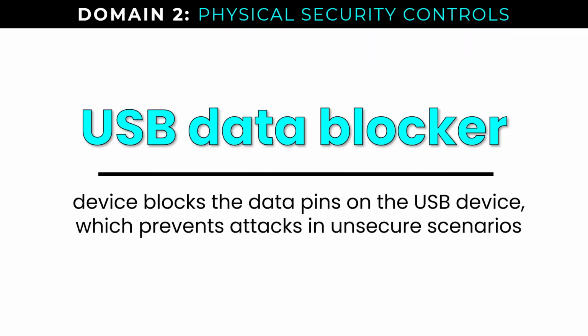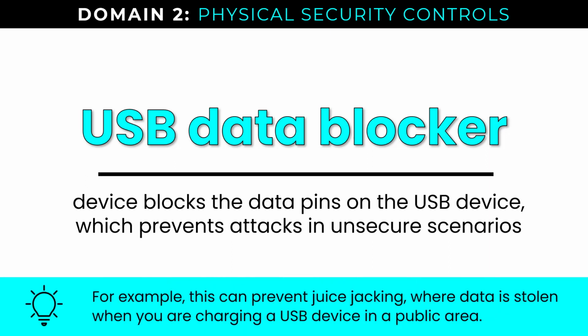So USB data blocker. This is a device that blocks the data pins on the USB device, which prevents attacks in unsecure scenarios. For example, this can prevent juice jacking, where data is stolen when you're charging a USB device in a public area like an airport.